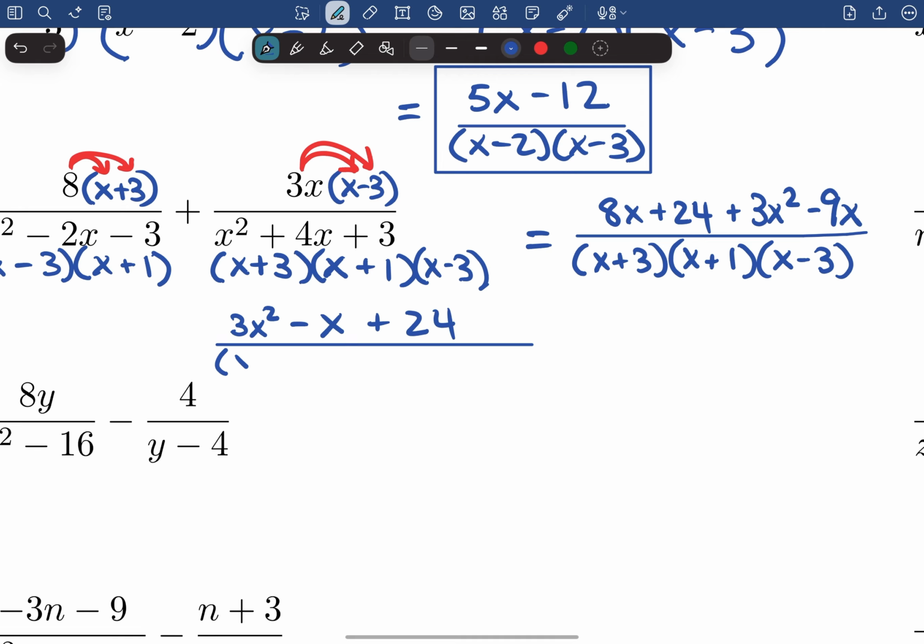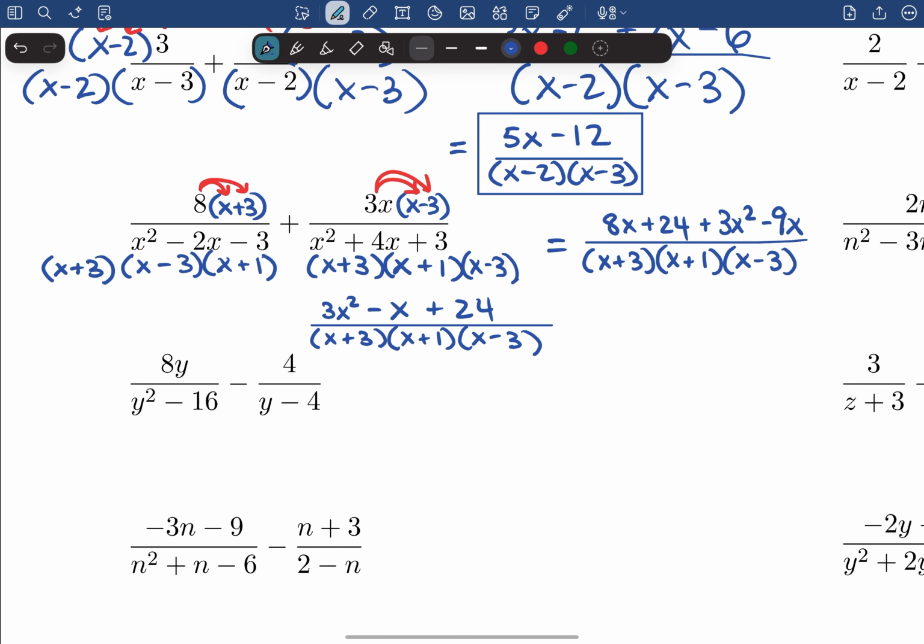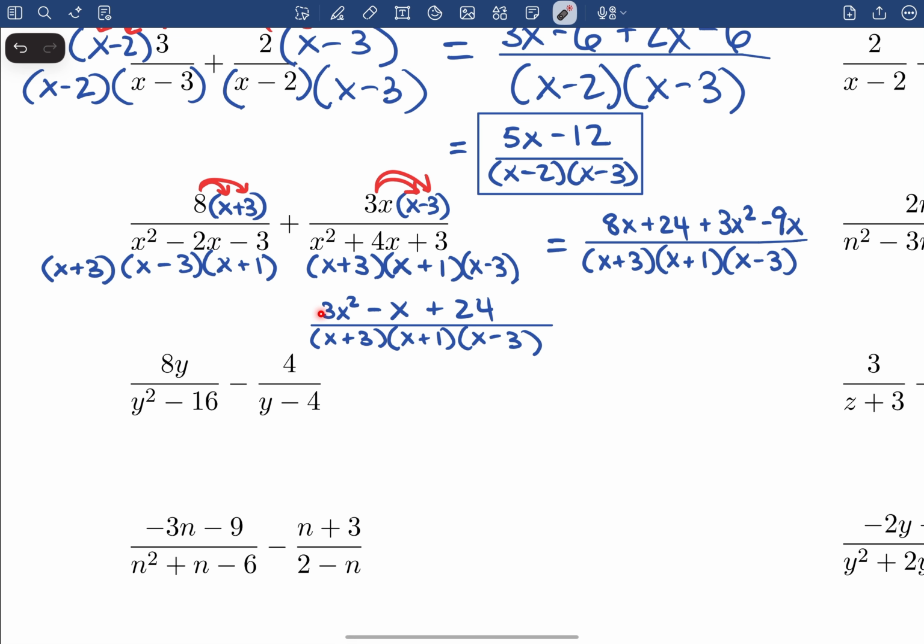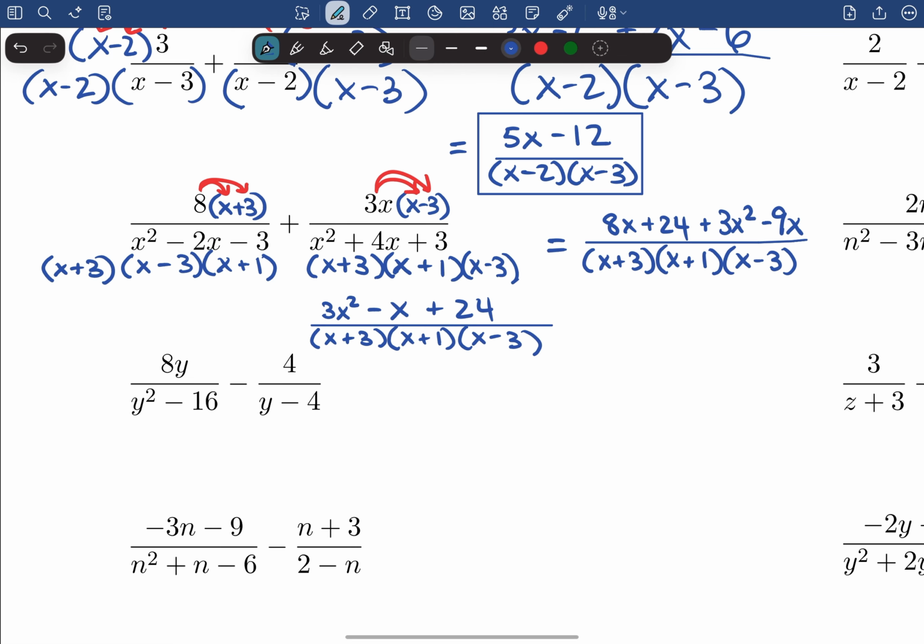And then in the bottom, I still have all those same pieces, the x plus 3 times the x plus 1 times the x minus 3. Great, so we've gotten to this point, and the question is, well, is this quadratic factorable? Can I factor that quadratic further? And I think about it for a second, and nope, it's not factorable. And so this is how I will leave my final answer.